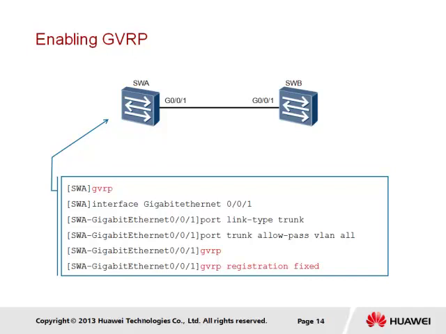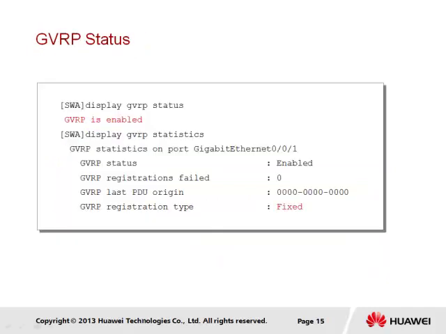The effect of this GVRP registration command means that only those VLANs that have been statically configured will be allowed to be propagated as attributes to other GVRP-enabled switches, regardless of the fact that the trunk allows all VLANs to be forwarded. We can use the display gvrp status command to view and verify the current GVRP configuration parameters that have been set.